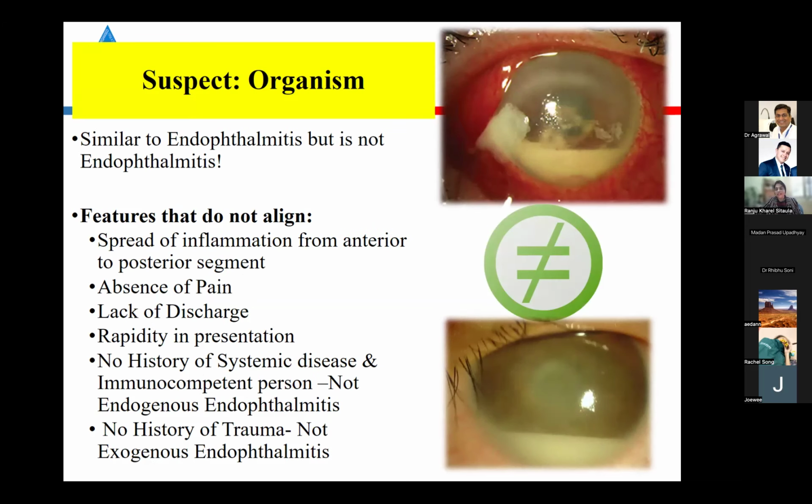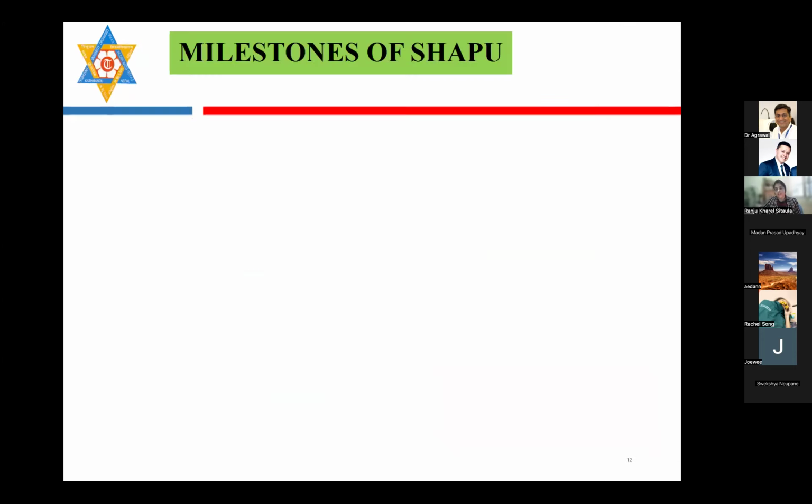Yes, some people think that it could be endophthalmitis, but though it is similar, it is not endophthalmitis, because the spread of inflammation in SHAPU is from anterior to posterior. First the anterior chamber is involved, not the vitritis as in endophthalmitis. There is lack of pain or very minimal pain, and lack of discharge. The presentation is very rapid. To label it as endogenous endophthalmitis, there is no evidence of being immunocompromised or systemic disease, and to label it as exogenous endophthalmitis, there is no evidence of trauma. So this looks like endophthalmitis, but this is a separate entity.